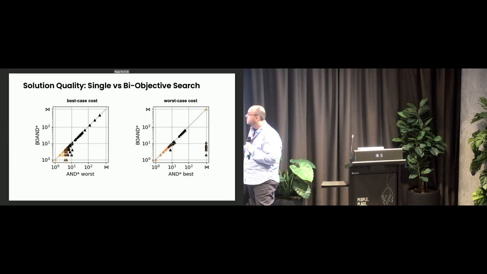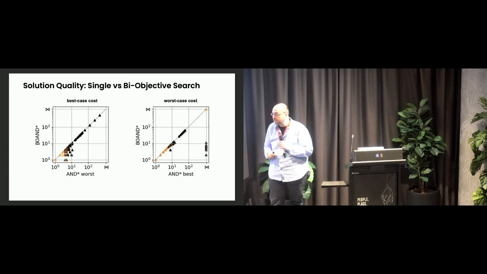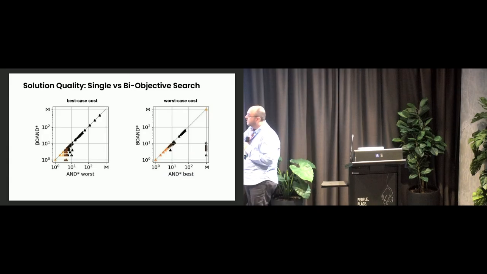Now for some empirical results. So we are first going to look at the quality of the solutions, which is the main point of this paper. And in this particular analysis, we are going to use A*, which is single objective, to optimize one of the metrics and look at the quality with respect to the second metric. So for instance, when we look at the best case, we ask A* to find the optimal solution for the worst case and compare the best case with respect to those solutions found by our bi-objective algorithm. And all those points below the diagonal are cases where our algorithm found solutions with a better best case.